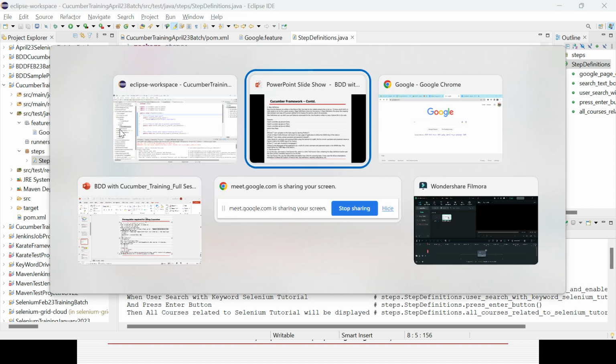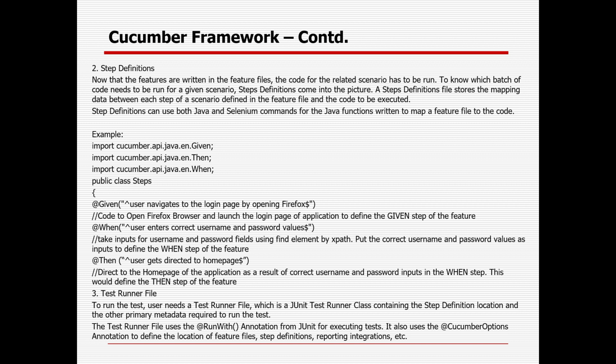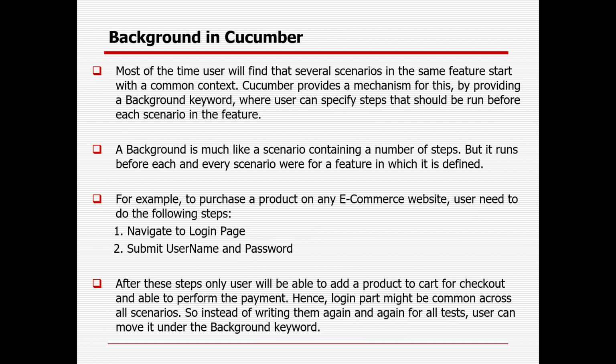So what is the runner class all about? To run the test, the user needs a test runner file, which is a JUnit test runner class containing the step definition location and the other primary metadata required to run the test. To run the test runner file, you need to use the @RunWith annotation from JUnit for executing the test. It also uses the @CucumberOptions annotation to define the location of the features file, step definition and reporting integration, etc. So what will we do?